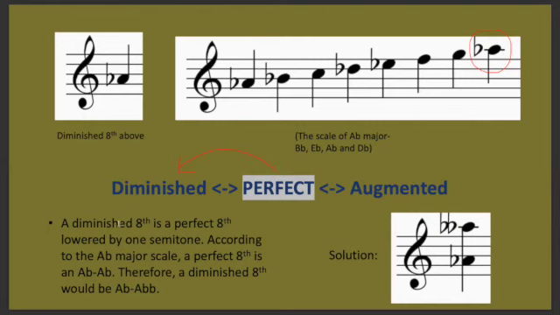Now, a diminished 8th, here I'm reading down below, is a perfect 8th lowered by 1 semitone. According to the A flat major scale, a perfect 8th is going to be A flat to A flat. Therefore, a diminished 8th would be an A flat going to an A double flat. Remember, the only thing we can change about this whole semitone thing is the accidentals. So the flat will become a double flat.